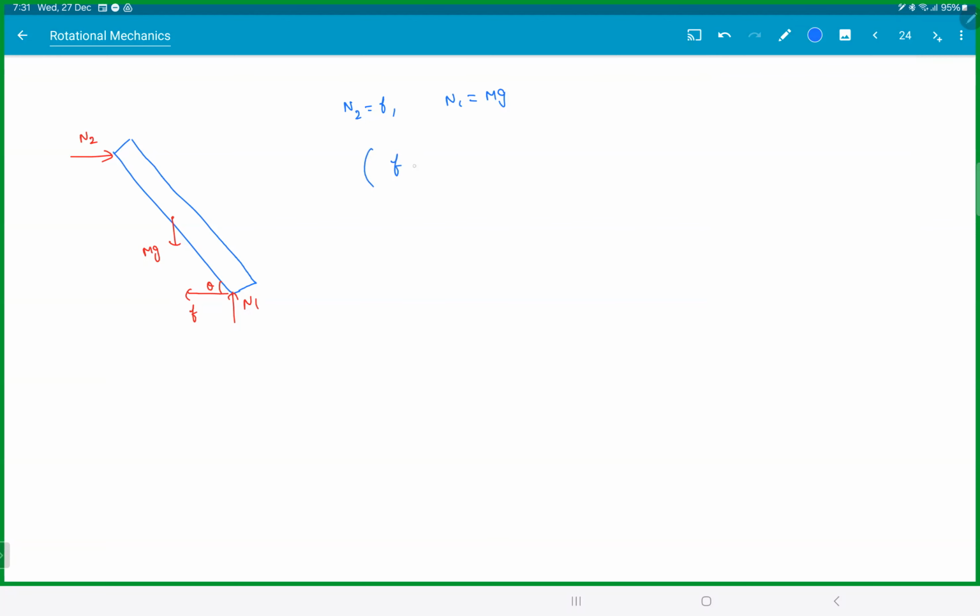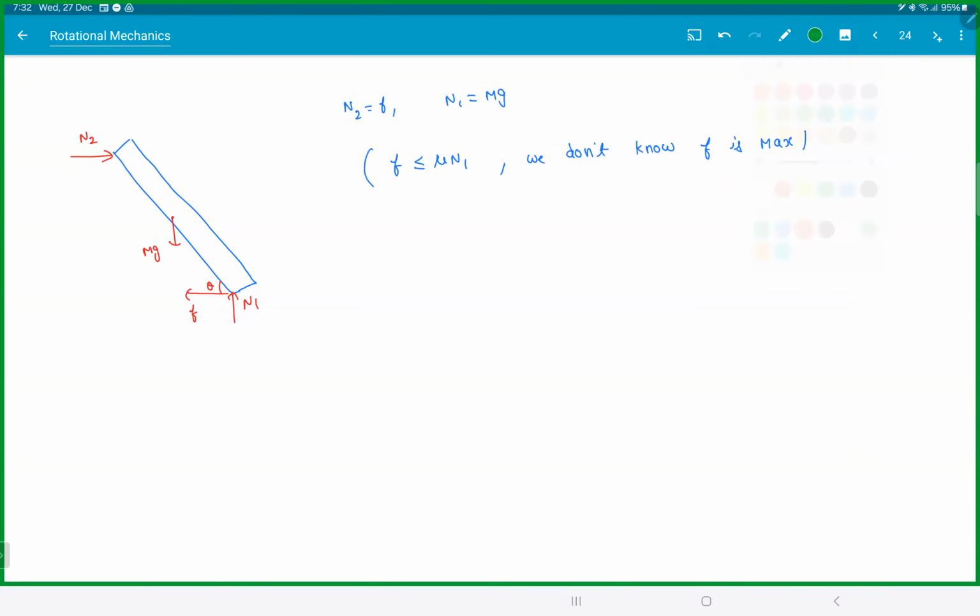Don't write F is equal to mu N1. F is less than or equal to mu N1. It is not slipping. We don't know F is maximum. It is not on the verge of slipping. We don't know whether F is maximum or not. He simply said it is not slipping. So F can be anything less than mu N.